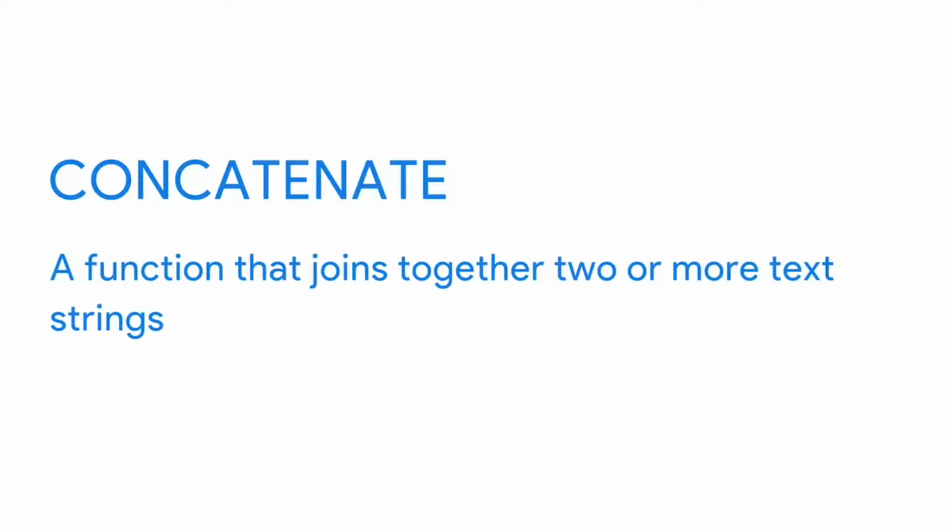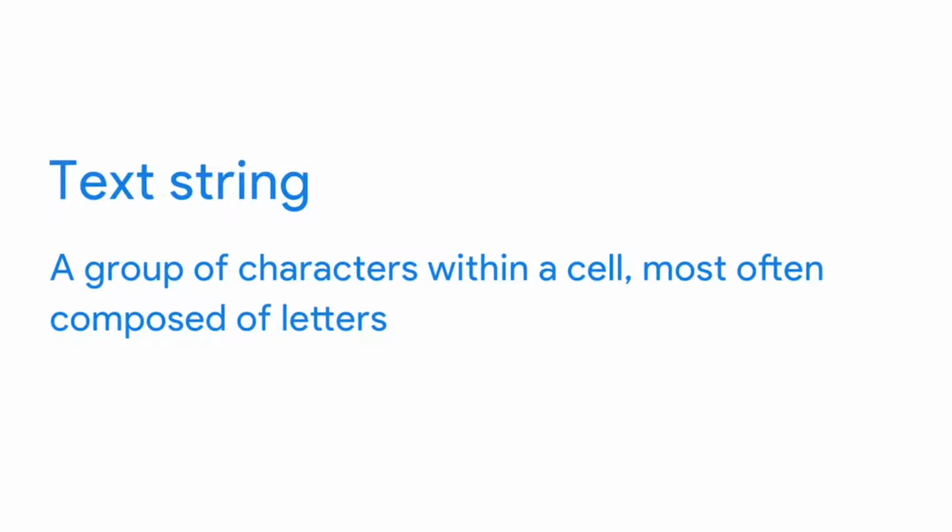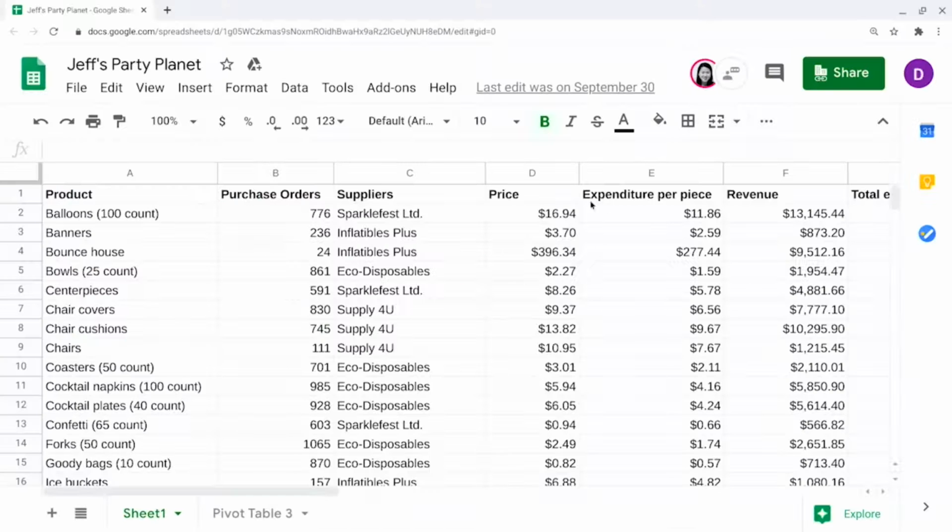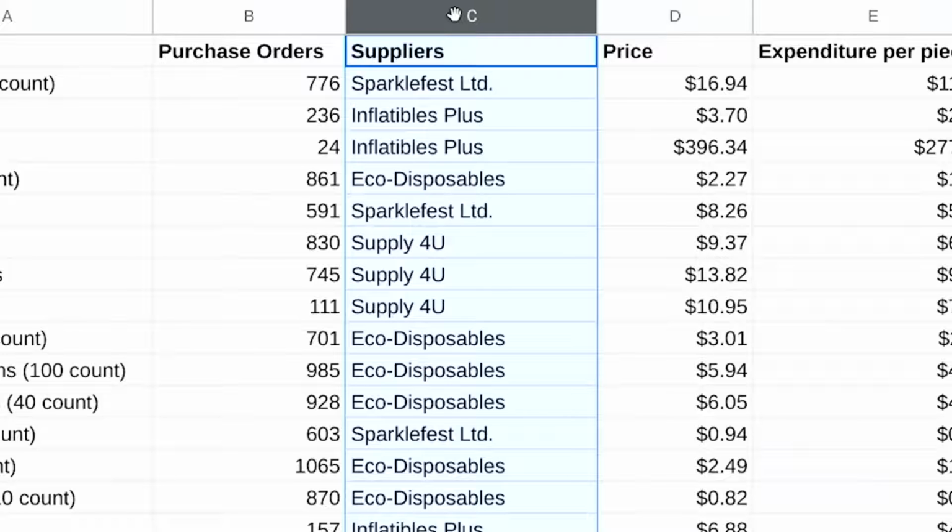And as a quick reminder, a text string is a group of characters within a cell, most often composed of letters. You've seen how this works within a single spreadsheet. But there's a similar function in SQL that allows you to join multiple text strings from multiple sources, concat. Let's use concat to combine strings from multiple tables to create new strings.